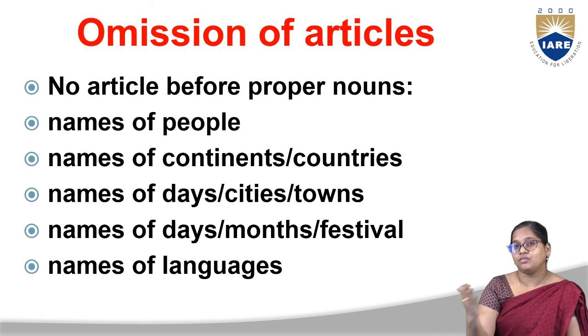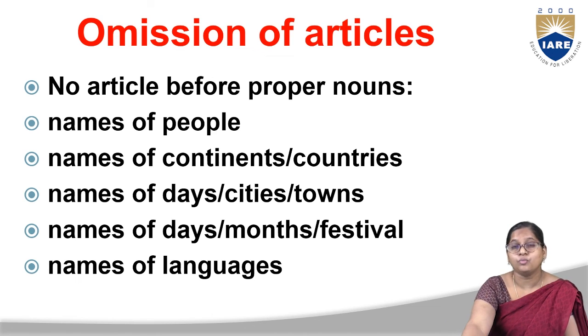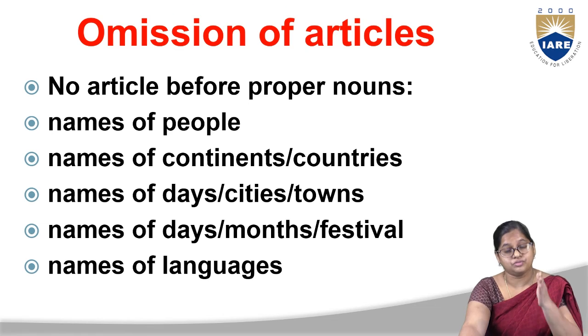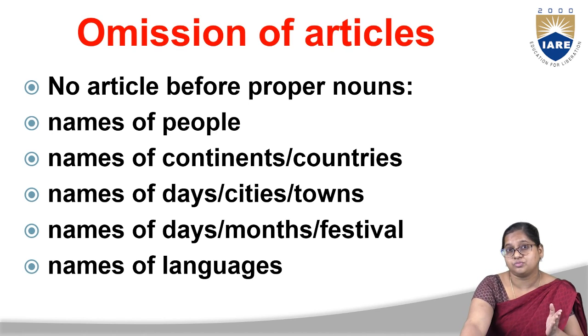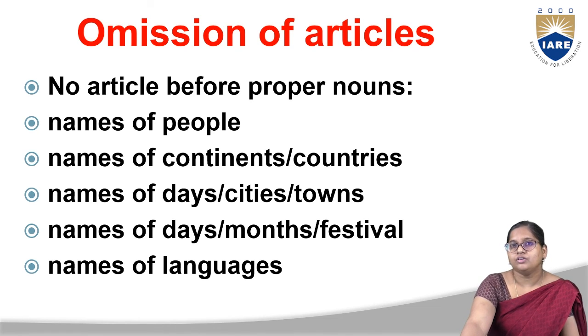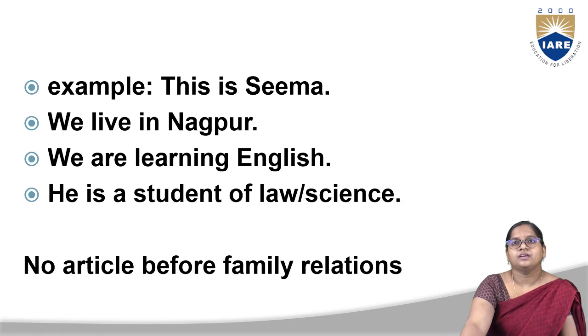So now let's discuss the third category: omission, zero articles. Articles before proper nouns: not before Sudeepthi. You don't say the Sudeepthi, she's the only one person. But you can say the Shakespeare, the Kalidasa, since they are unique, but not before all proper nouns. Not names of people, not names of continents, not names of days, not names of languages. Example, you just say this is Seema, not the Seema. We live in Nagpur, not the Nagpur. So we omit here. We are learning English, not the English.